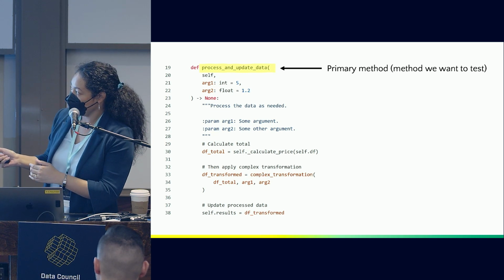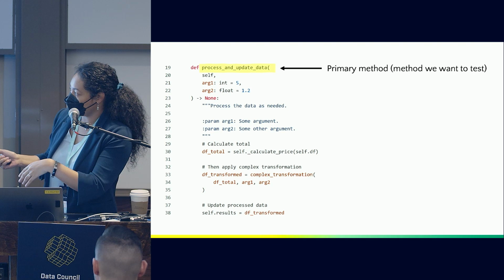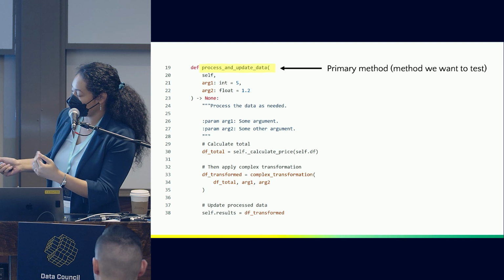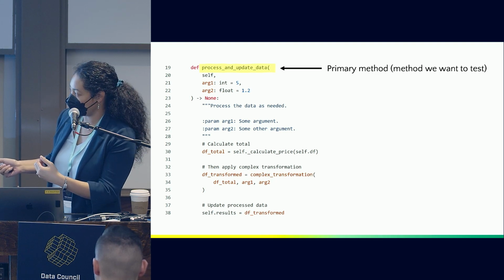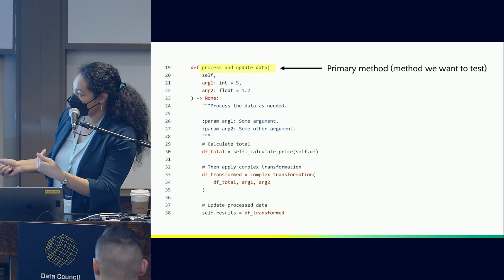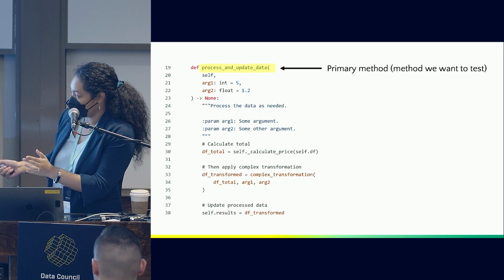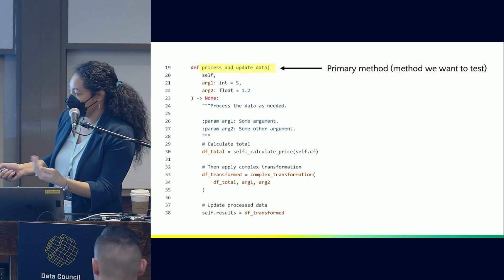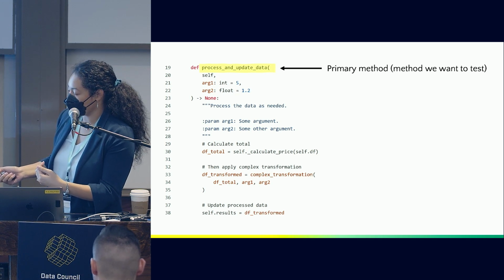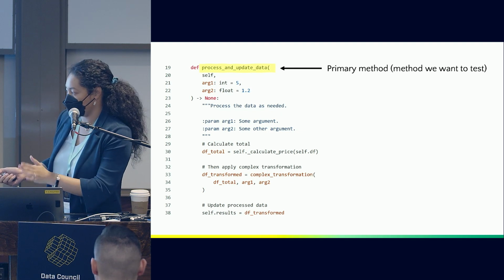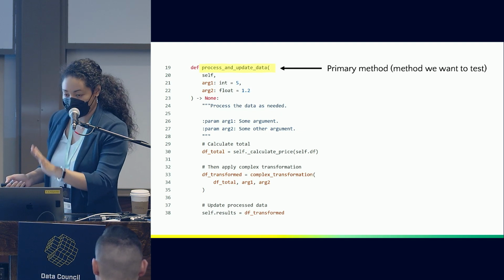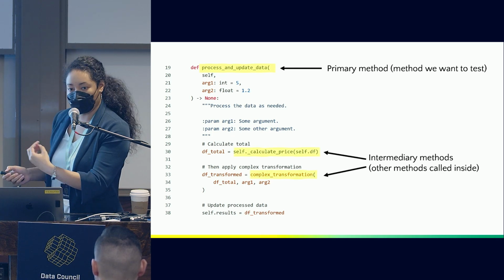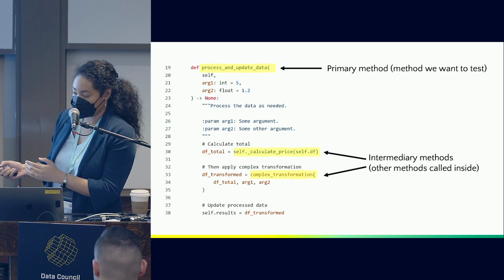We can see that within here, it takes in some arguments, argument 1, argument 2, and processes the data some way. And the way that it does that is it calls another method within itself, within the Produce Insights class, called calculate price. And then it applies some complex transformation that's actually an imported method from some other file or some other library. Then lastly, we're going to update the results that are attached to the object itself. So this is a very simple example, but the general concept here definitely is applicable for all sorts of situations. So here we can see that there are intermediary methods, or we can call them secondary methods, within our primary method.